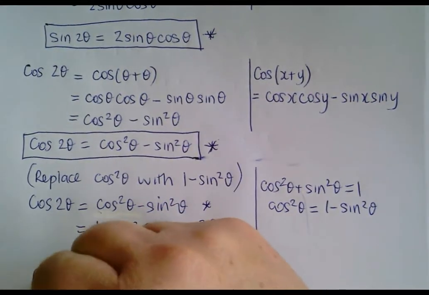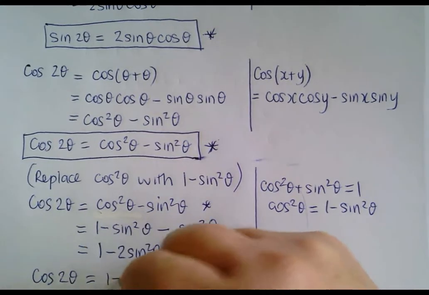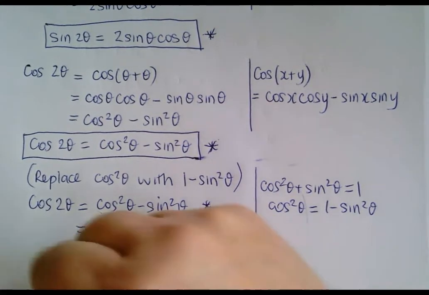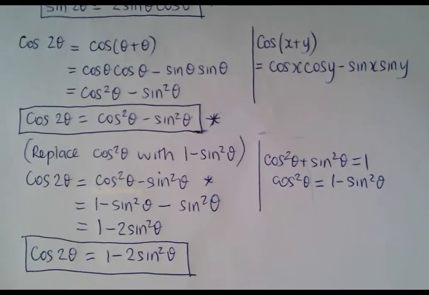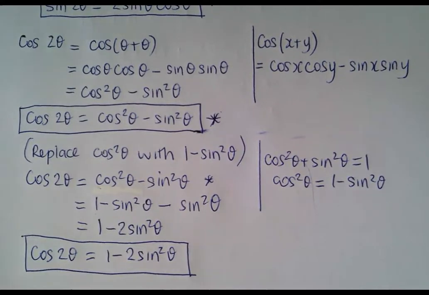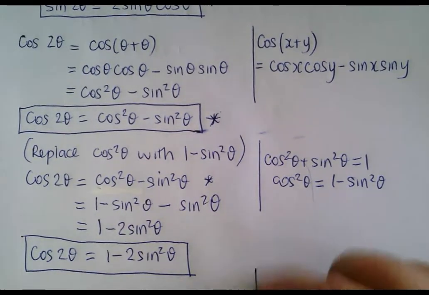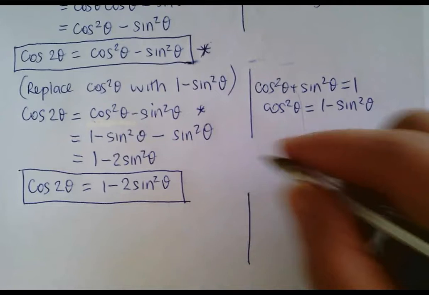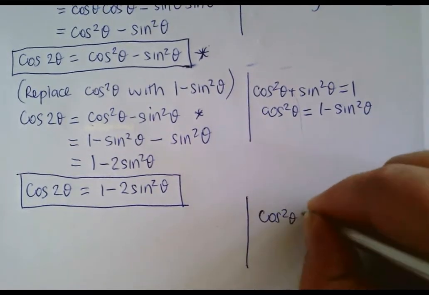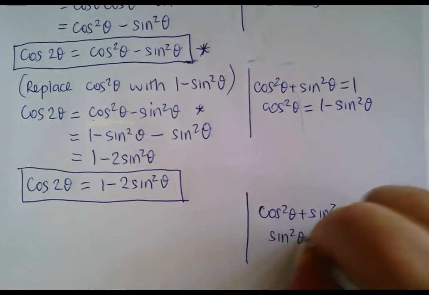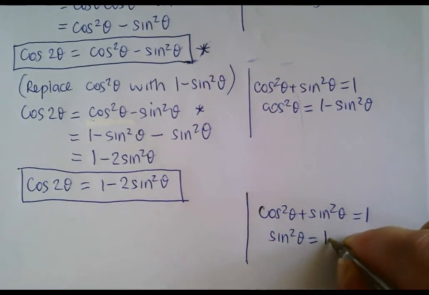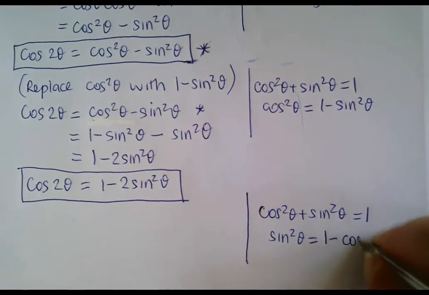So that's my second result, that cos of 2 theta equals 1 minus 2 sine squared theta. So that's my second double angle result for cos. But I could have replaced sine squared theta as well instead of cos squared theta. So once again, we know that cos squared theta plus sine squared theta is 1. So therefore, sine squared theta is 1 minus cos squared theta.